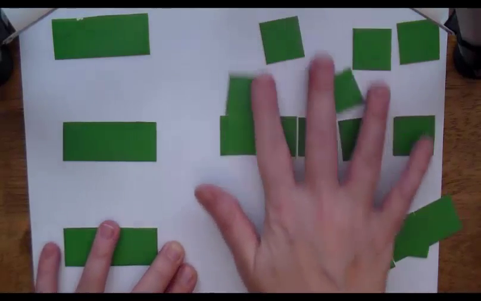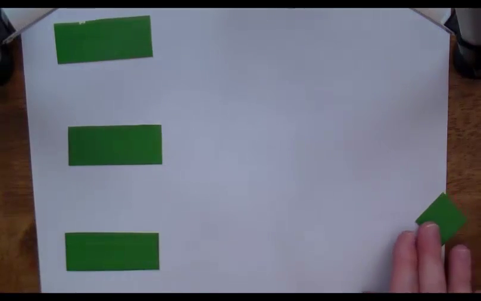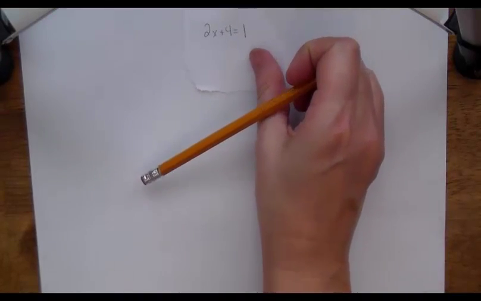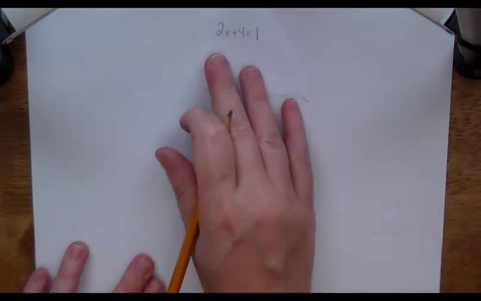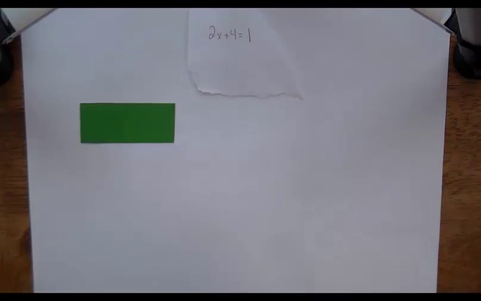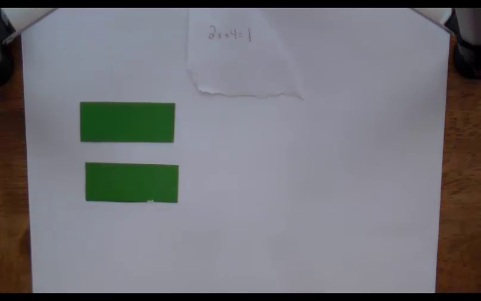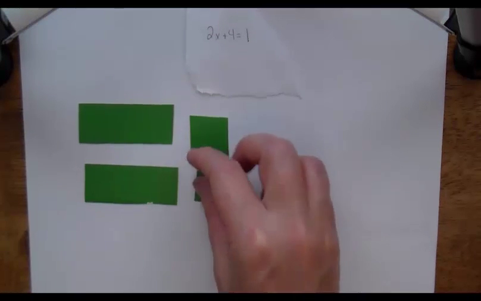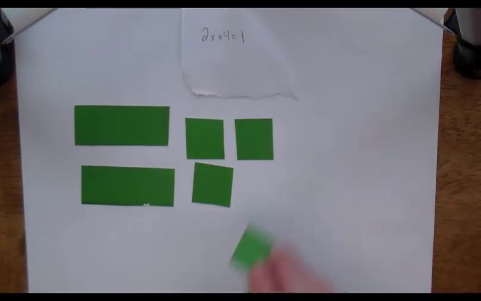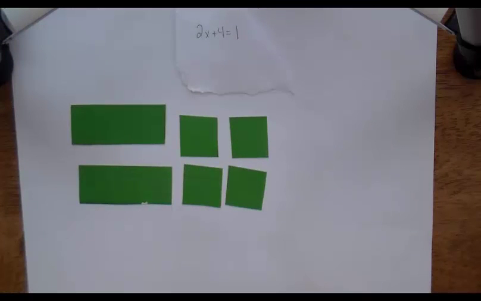Now I do want to show what would happen if I had an equation that did not break up evenly. So let's do 2x plus 4 equals 1. Okay, because I know just off the top of my head that that's not going to work out to an even integer number. I'm going to show you what to do. 2x plus 4 equals 1.